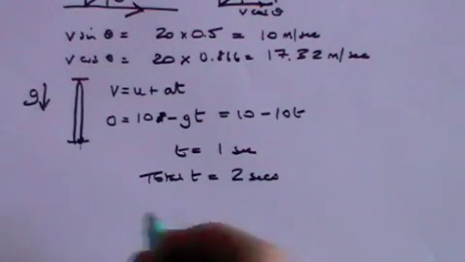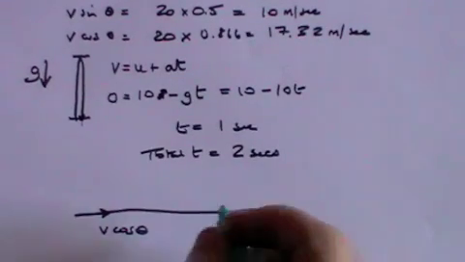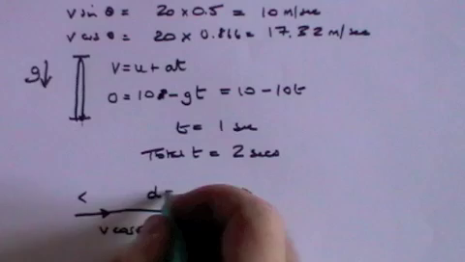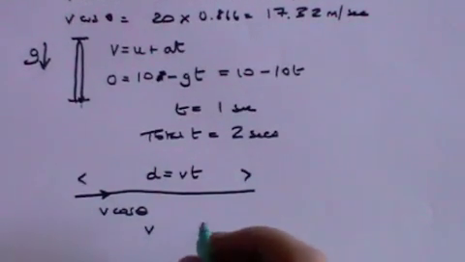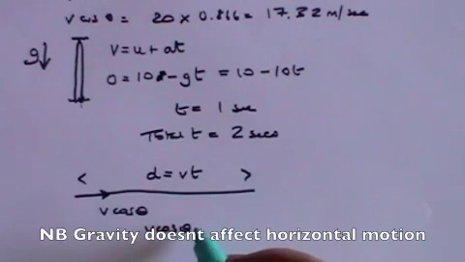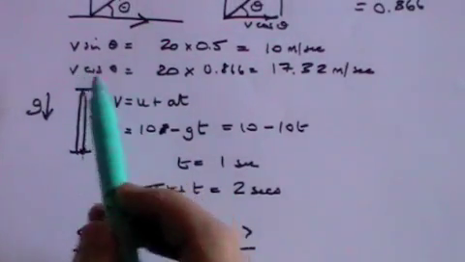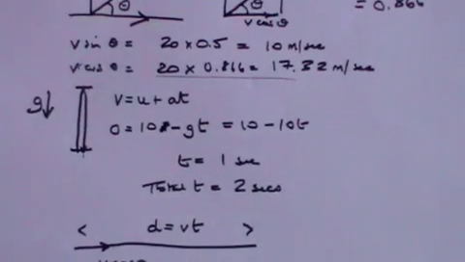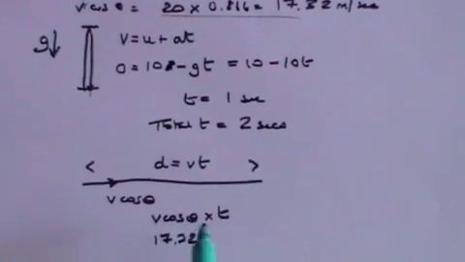Now in those 2 seconds, the ball is travelling with a horizontal component which is equal to v cosine theta. And the distance that it will travel, distance is always velocity times time, so the distance is going to be velocity, which is v cosine theta, because that's the horizontal component of the velocity, times t, which is 2 seconds. Now we worked out what v cosine theta was. It's 17.32.